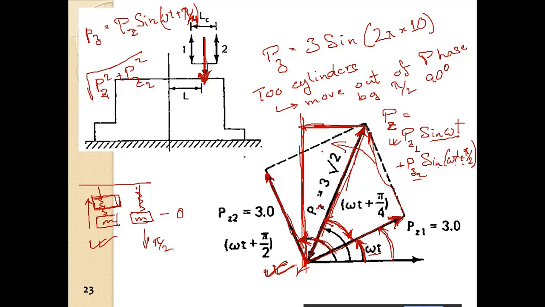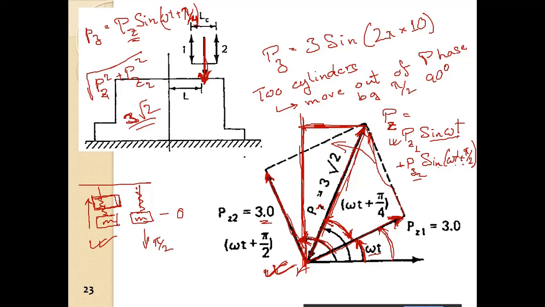The amplitude of both applied dynamic forces is given as 3 units, whatever the unit is, so you check the unit. So definitely 3 square plus 3 square, it will be 3 root 2. So 3 root 2 will be the Pz. Very, very easy.